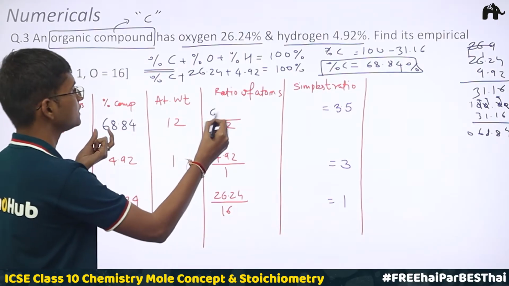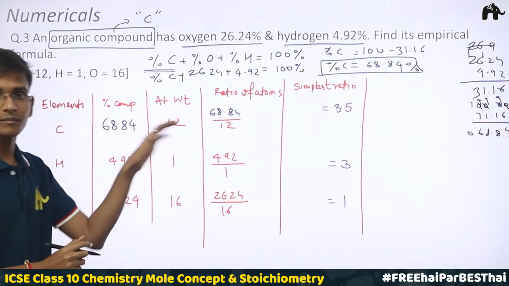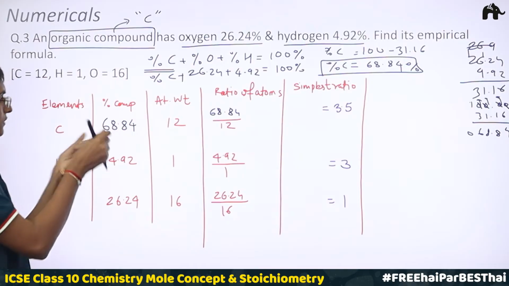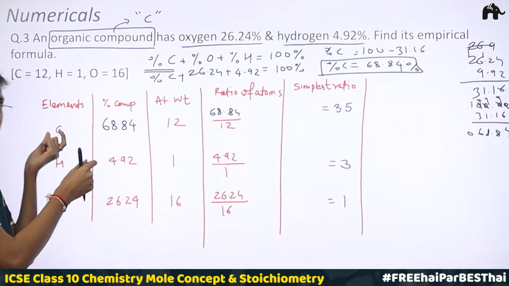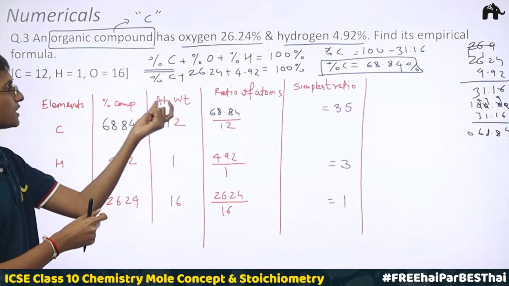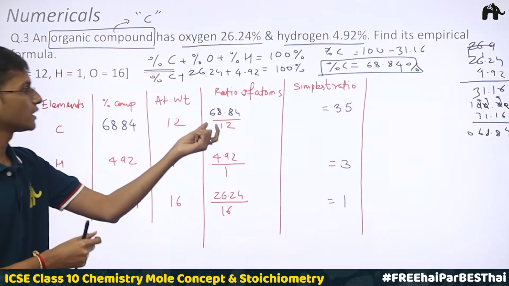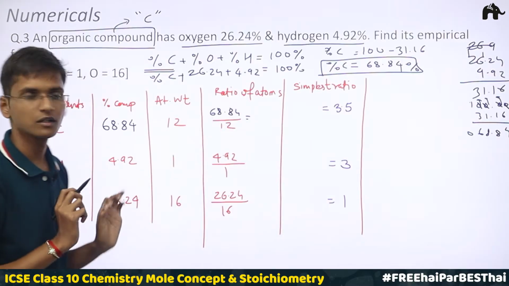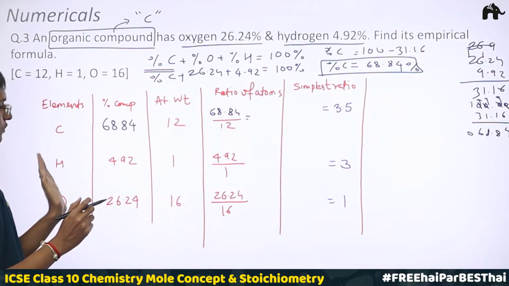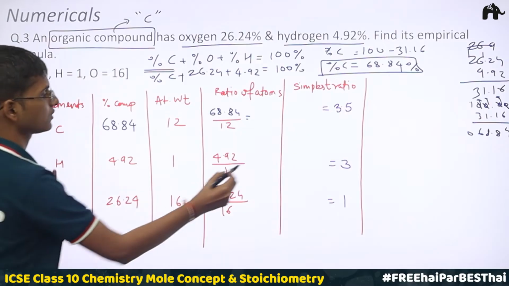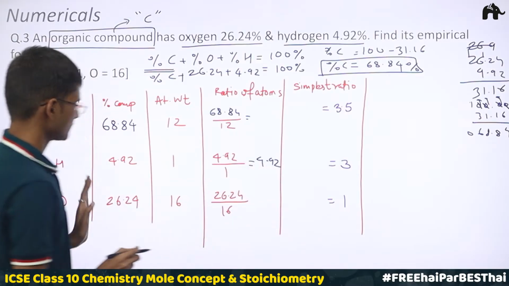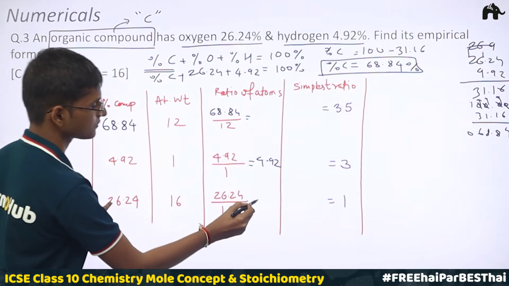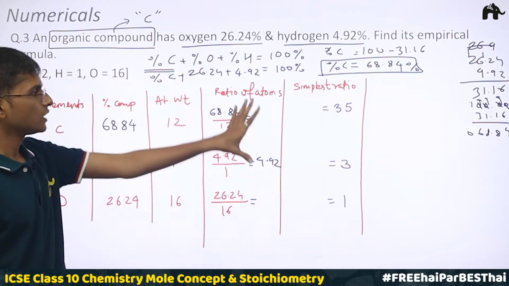So here also, 68.84. In the previous questions, if I said that, pardon. Now here, percentage by weight of carbon 68.84 divided by atomic weight 12, and then we would get the ratio of atoms for carbon. Same way, percentage by weight of hydrogen divided by atomic weight, it would be simply 4.92. And then percentage by weight of oxygen divided by atomic weight. So you would calculate it on your own. Then you would get some answer.